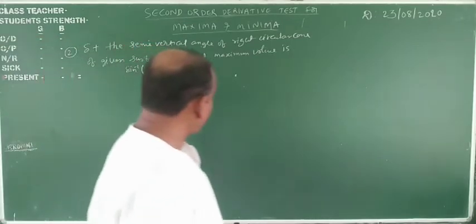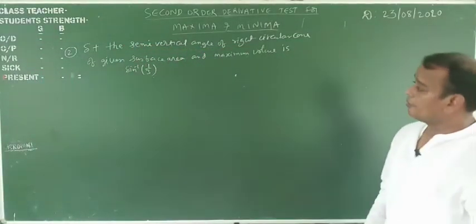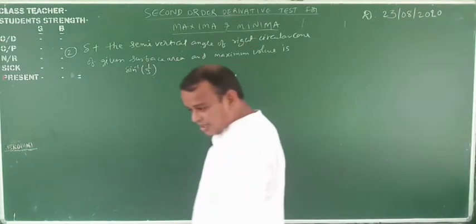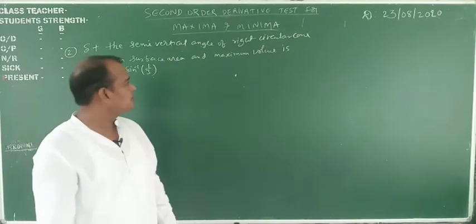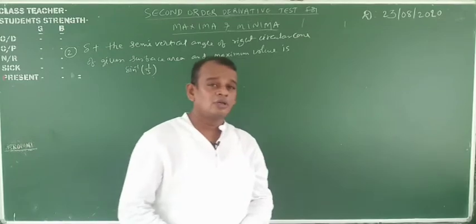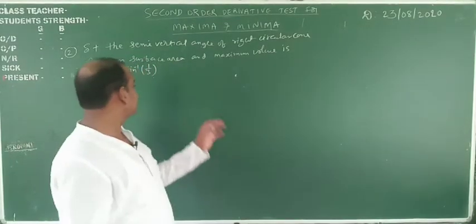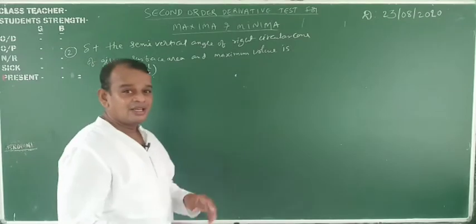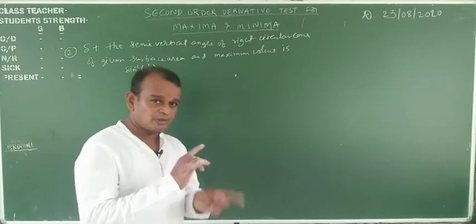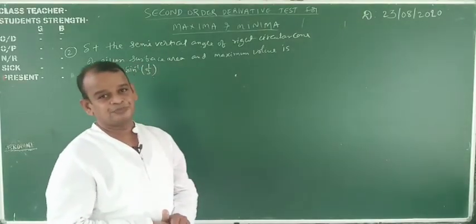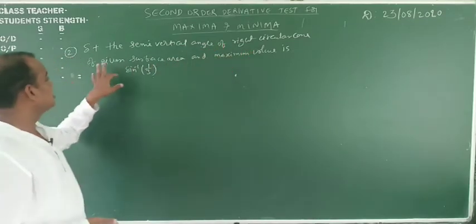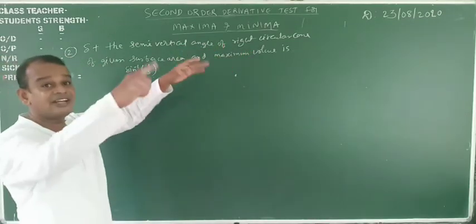Show that the semi-vertical angle of the right circular cone of a given surface area and maximum volume is sin inverse of 1 by 3. Before this problem, sin theta was equal to root 2 by root 3, but here sin theta is equal to 1 by 3. What is the difference between the before problem and this problem? Catch. In the before problem, what is given? The semi-vertical angle of the right circular cone and the slant height of the maximum volume. Slant height was given.